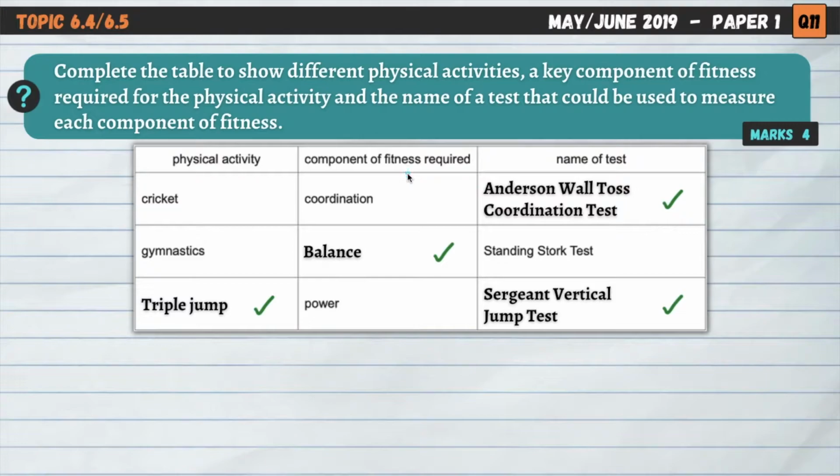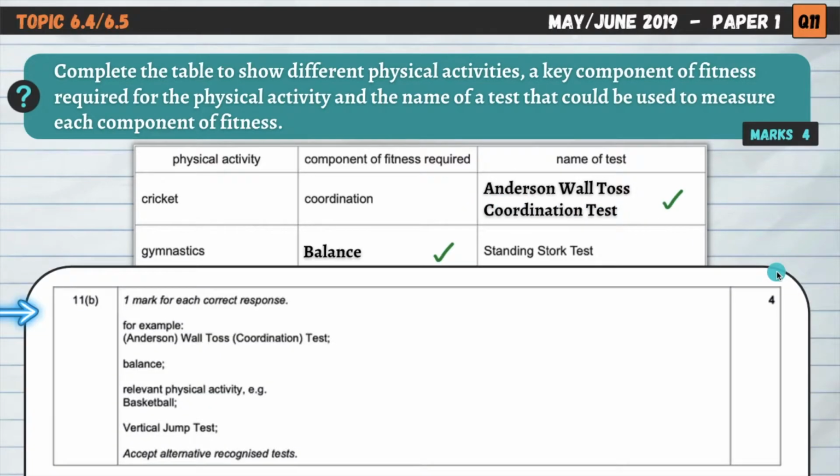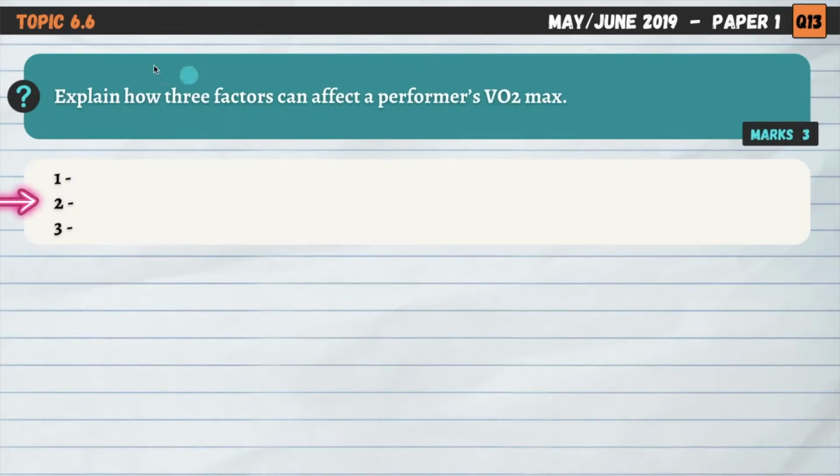fitness, and then what is the name of the test for coordination? That's the wall toss coordination test, or the Anderson wall toss coordination test. So again, this just comes down to your knowledge of fitness tests. You need to know the name of all the different fitness tests and the components of fitness that each one tests. Okay, next question, topic 6.6.